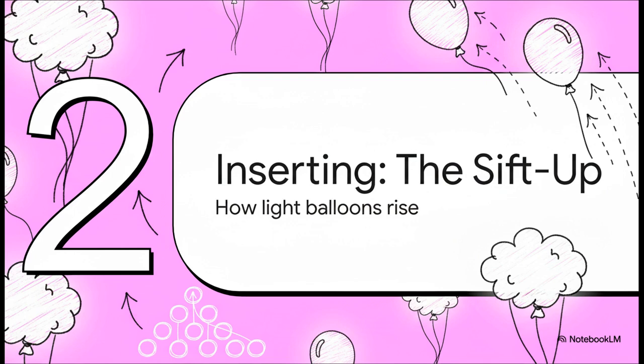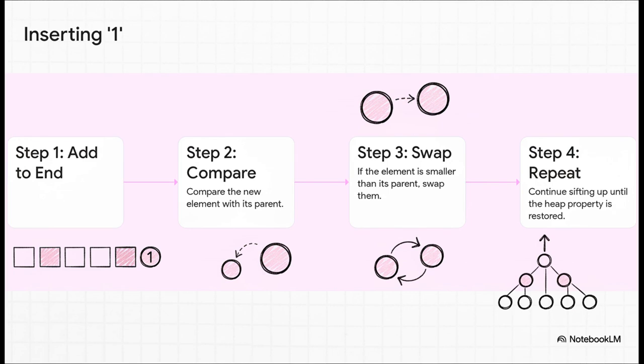Okay, so how do we actually add something to this heap? Let's talk about our first major operation, insertion. The best way to think about this is to imagine your new value is a super light balloon. What happens when you let go of a balloon? It rises. That's exactly what we're going to do here. This whole process is called sift up, and it's actually pretty straightforward. Step 1, just stick the new element in the first open spot. In our array, that's always at the very end. But wait, that might have just broken our heap rule, right? No problem, we fix it.